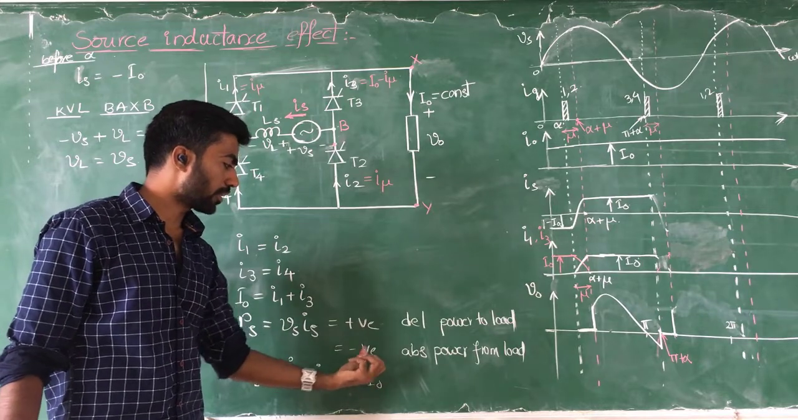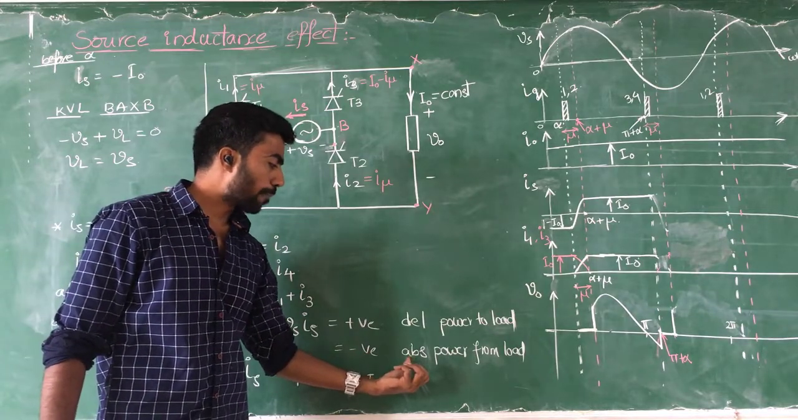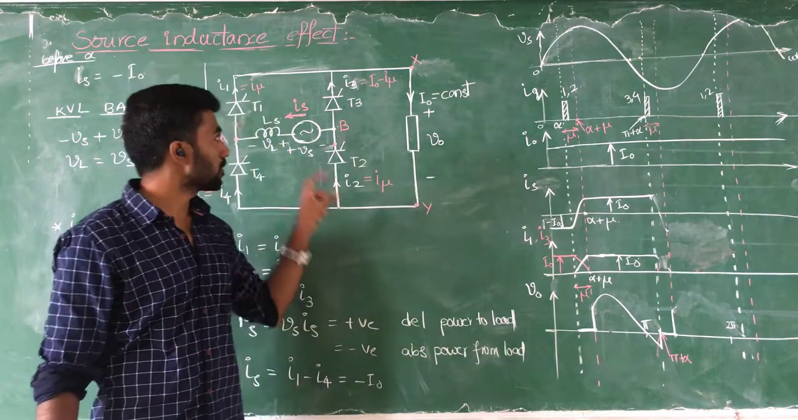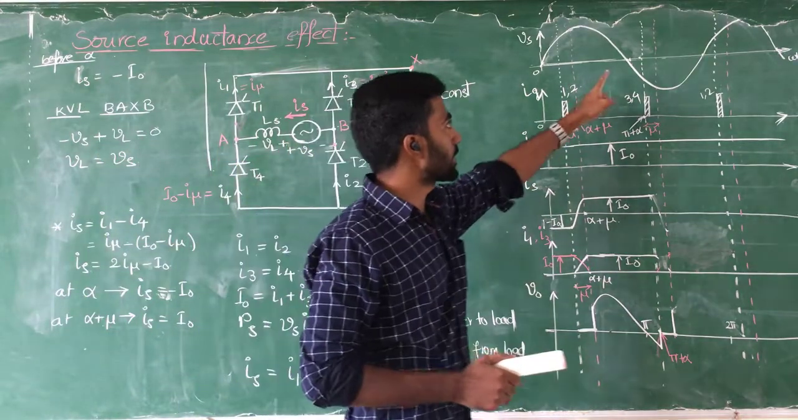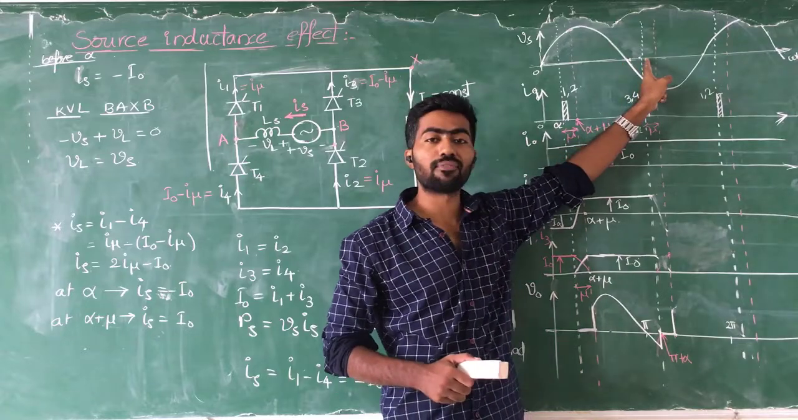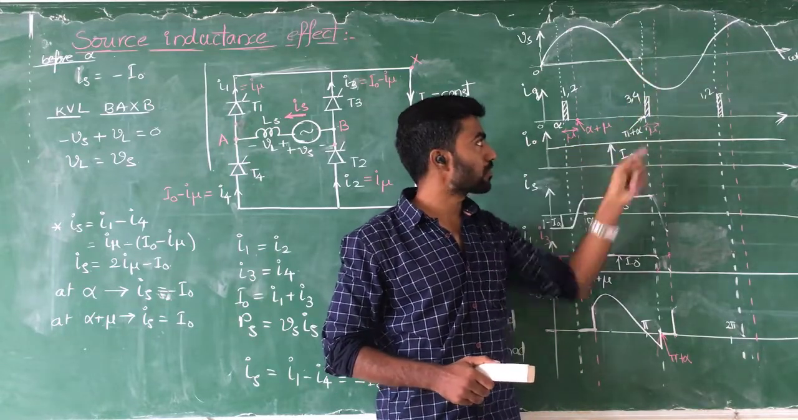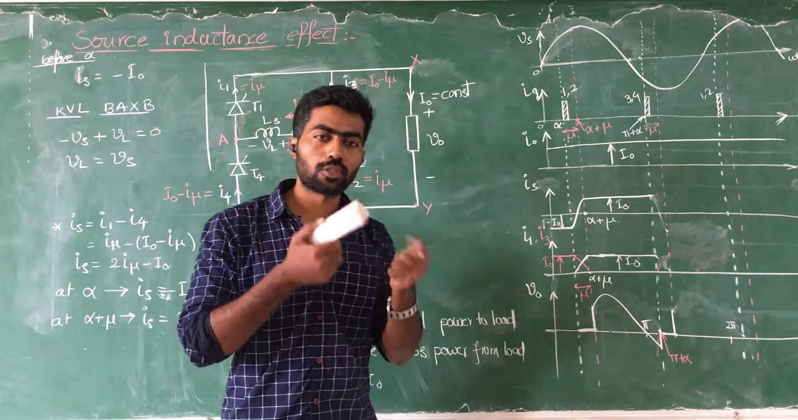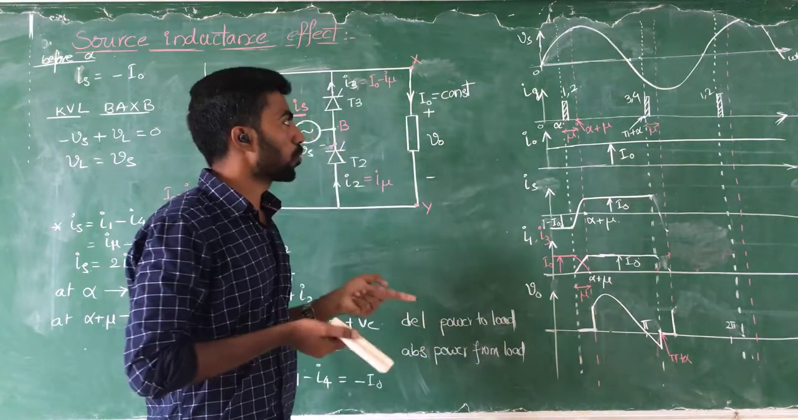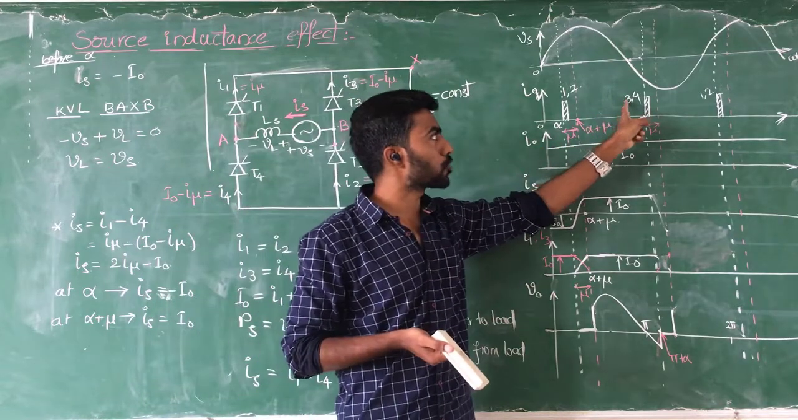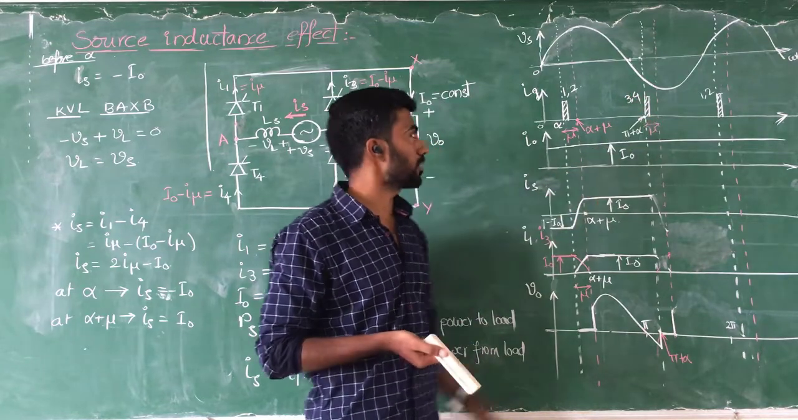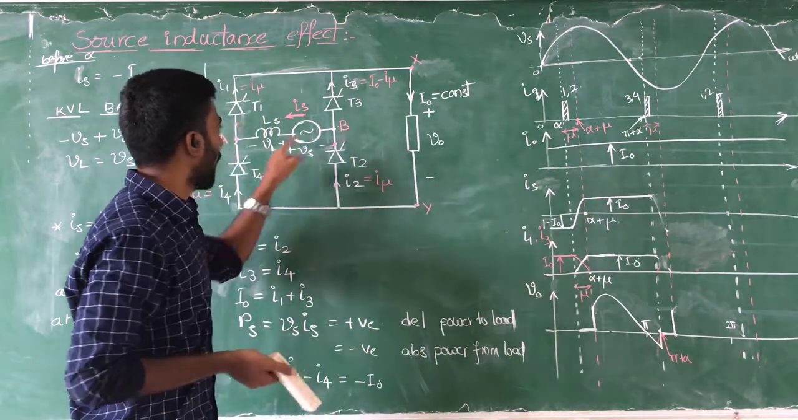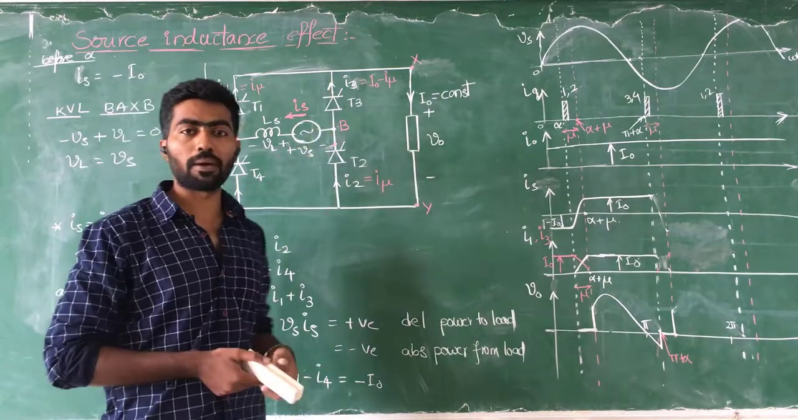If this is negative, the source is absorbing power from the load. That means the source is behaving like an opposition path, from pi instant to pi plus alpha instant. So we need to create a supporting path to the load. What we will do is give a triggering pulse to devices 3 and 4. Then the current chooses this path, and this path becomes the supporting path.